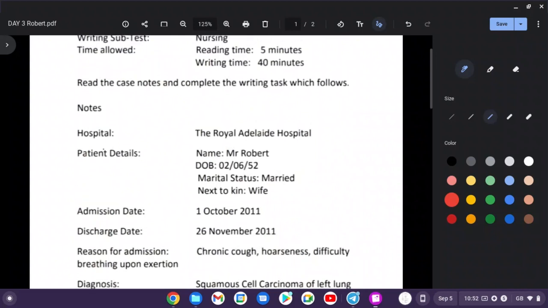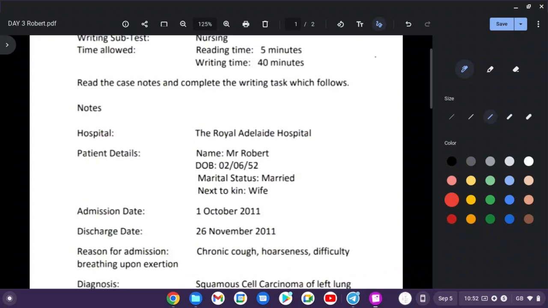So we are starting from the beginning. The hospital is Royal Adelaide Hospital. That is where you work as a nurse at the moment. And the patient details: name is Mr. Robert, date of birth is given, marital status married, next of kin is wife. Admission date is given, 1st October 2011, and discharge date is 26th November 2011. Reason for admission, that is the presenting complaint.